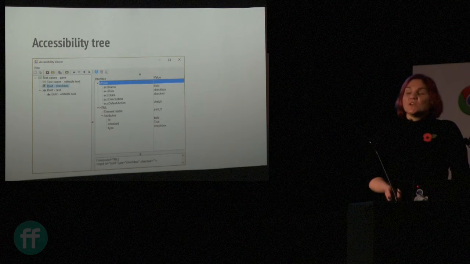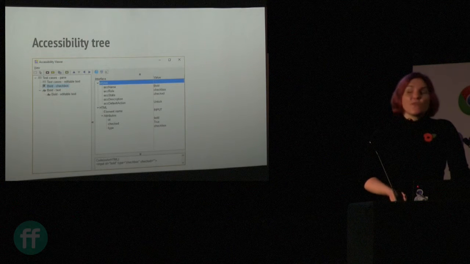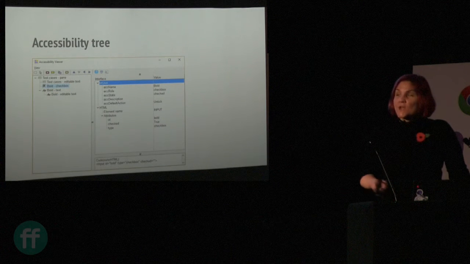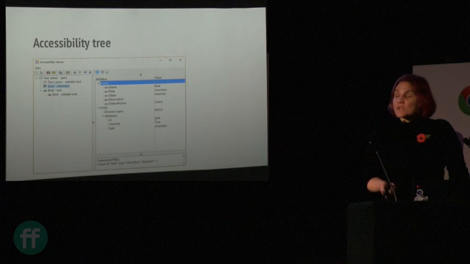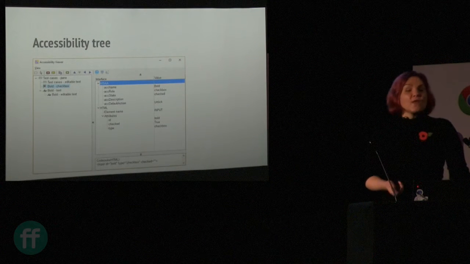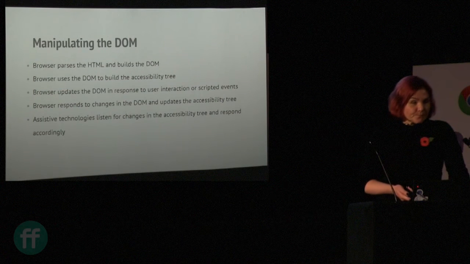And the accessibility tree contains accessible information that assistive technologies like screen readers and speech recognition tools can query to find out what things on screen actually are. So all the information we saw about the image and the link and the checkbox earlier in terms of their roles, their accessible names, their states, all that information is available from the browser in its accessibility tree.